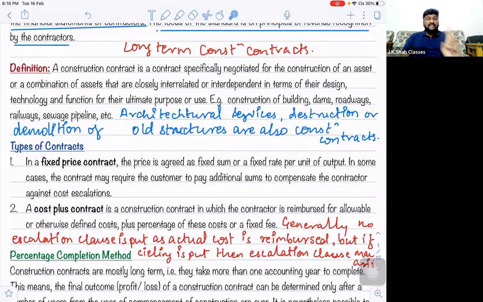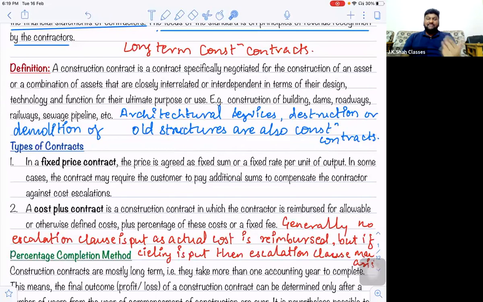But these escalations are applicable only if they are written. If it is not written, then the escalation clause cannot be put in and the contractor cannot demand for the rise in prices. So always remember, whenever it is a fixed price contract, the escalations will always be put by the contractor. The contractor will insist on putting the escalation clause. The contractee may not, but the contractor will definitely insist.